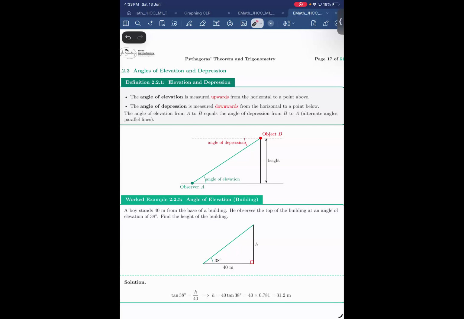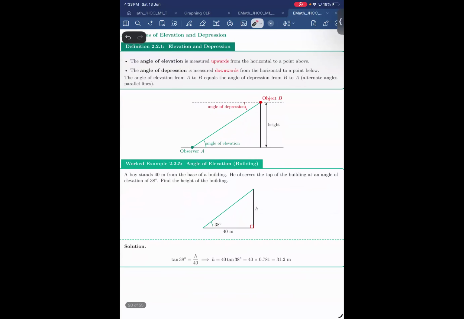So actually, notice that these two angles will be the same. Why would they be the same? It is because of alternate angles, because obviously these two lines are parallel, since they are horizontal lines.